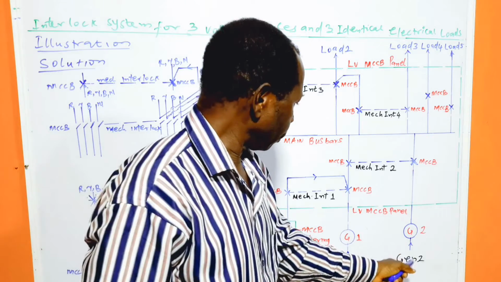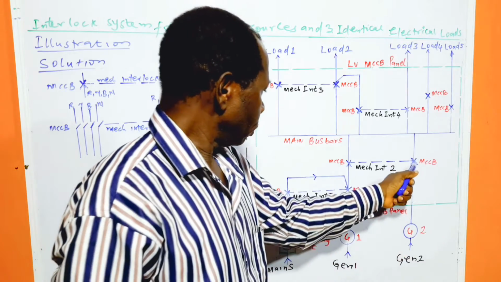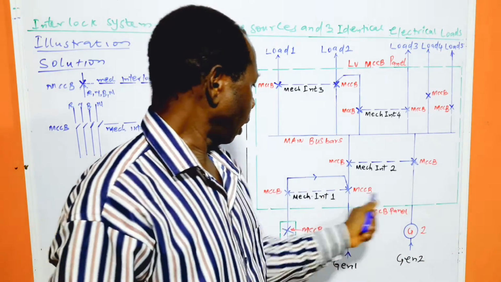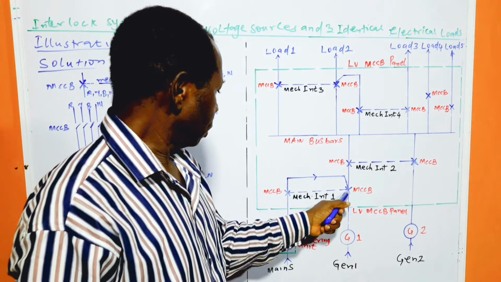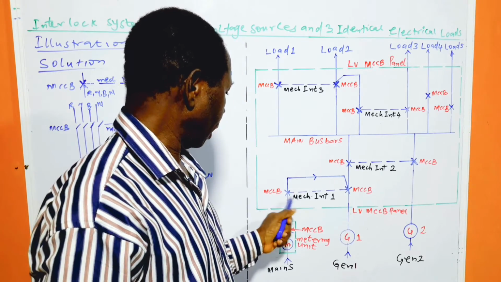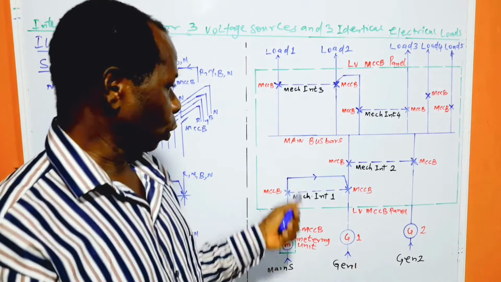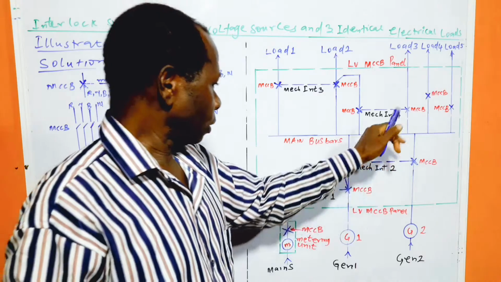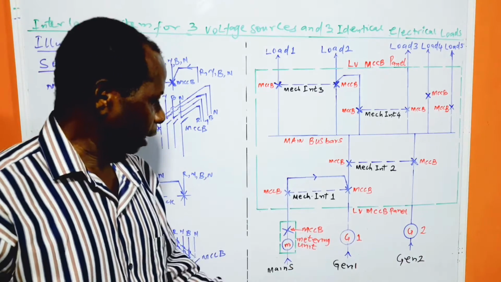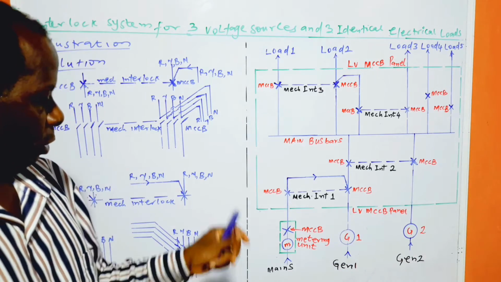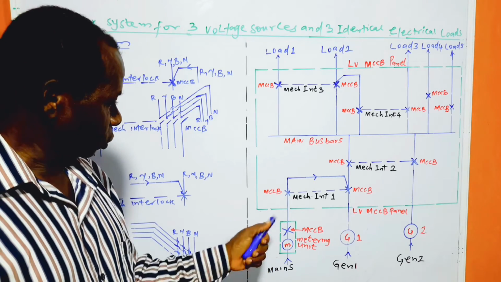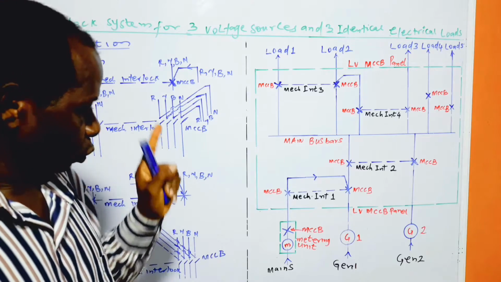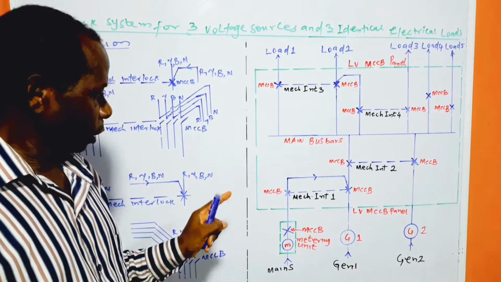Now, if it is generator 2 that will be selected, this circuit breaker will be closed while this one will open. And at the same time, all other circuit breakers will be opened, just as we have this one being closed. And that is about the selection of the appropriate voltage source. So, out of the 3, it's only one that can be switched on at a time.